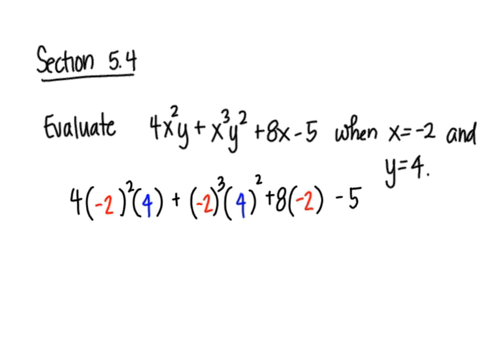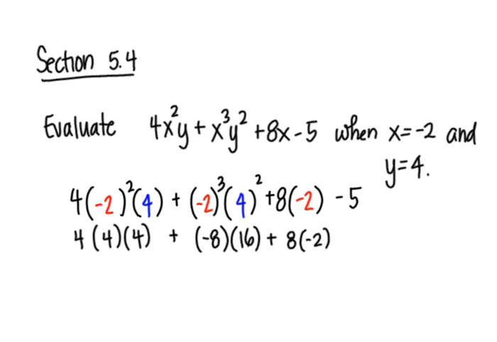Remember, exponents come before multiplying and before adding and subtracting, so we're going to deal with exponents first. So in my first term, I see 4 times negative 2 squared times 4. So that would be 4 times 4 times 4. In my next term, I have negative 2 to the third. So that's negative 2 times negative 2 times negative 2, which is negative 8, and 4 squared is 16. Okay, I just rewrote my other terms.